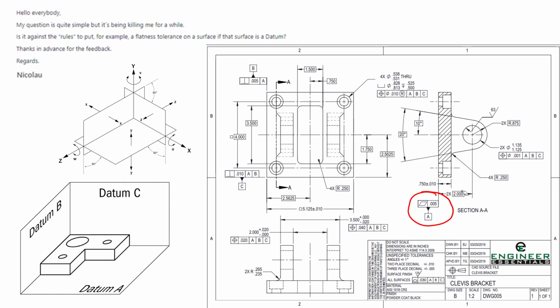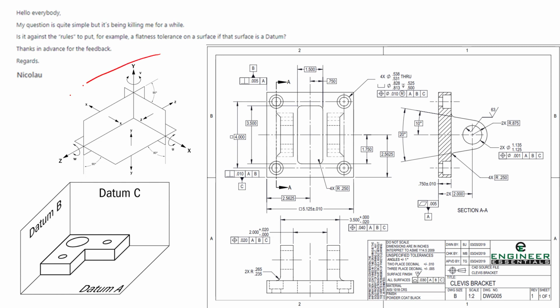That being said, you can make this surface a datum and then give it a flatness control. Or the other way around, you can give something a flatness control and then say, oh, by the way, this is also a datum. And it's actually beneficial to do that. Let's explain a little bit why.